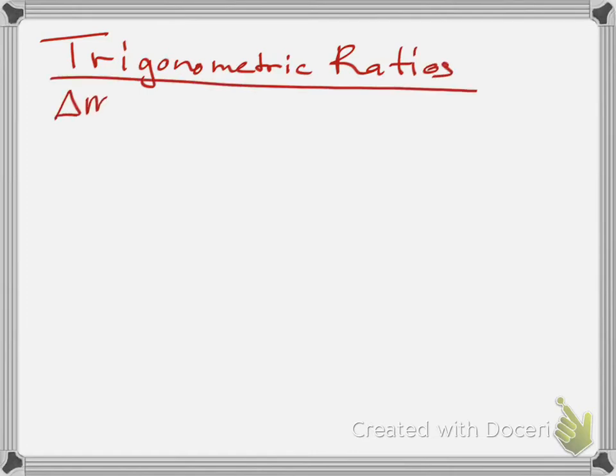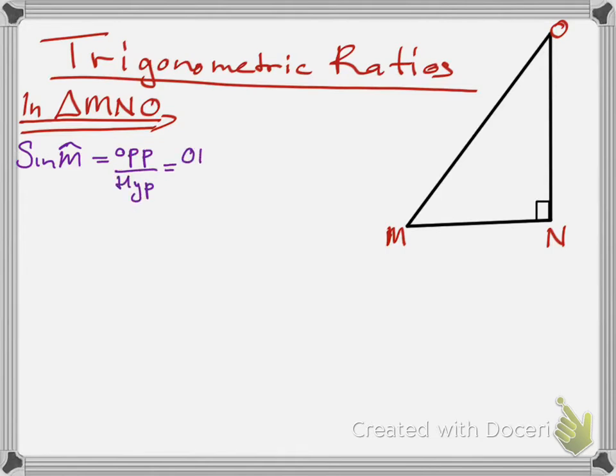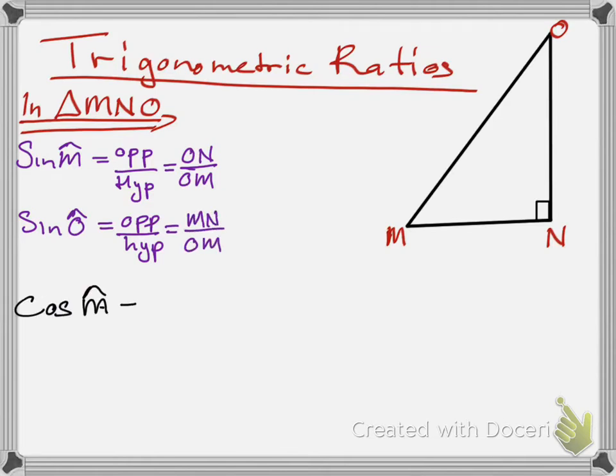Now let's write down the summary of these trigonometric ratios using a different triangle. We've been using triangle ABC, now let's look at triangle MNO. We are going to label the trig ratios in reference to these angles. Sine of angle M will be equal to opposite over hypotenuse, which is ON all over OM. And then sine of angle O will be equal to opposite over hypotenuse, which is MN all over OM. And then cos of M will be equal to adjacent over hypotenuse, which is MN all over OM.